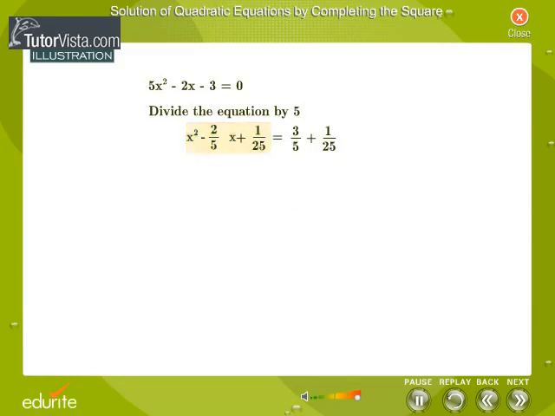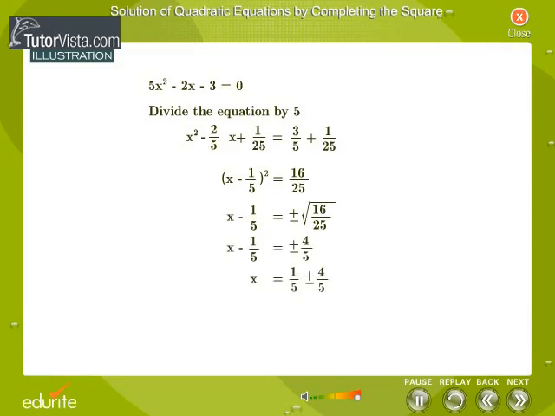Observe that the left-hand side of the equation has now become a perfect square. We can write the left-hand side as x minus 1 by 5, the whole squared, and we can simplify the right-hand side. We take the square roots on both sides of the equation. Simplifying, we get the values of x. The two roots of the quadratic equation 5x squared minus 2x minus 3 is equal to 0 are 1 and minus 3 by 5.